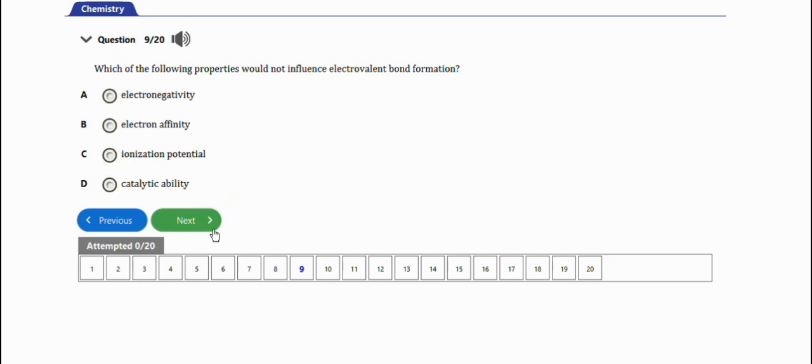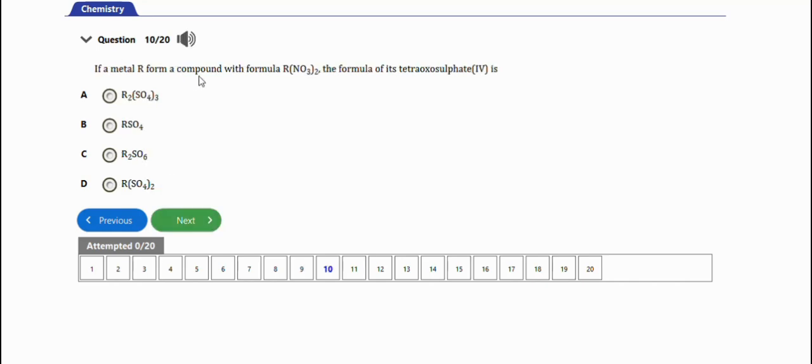Next repeated question will be this one. It says if a metal R forms a compound with formula, the formula of R tetraoxosulfate(VI)... So looking at these, the right answer will be option B. Alright, so that's it for this question, option B. This is the one that is the formula of R tetraoxosulfate(VI), which appears to be option B.